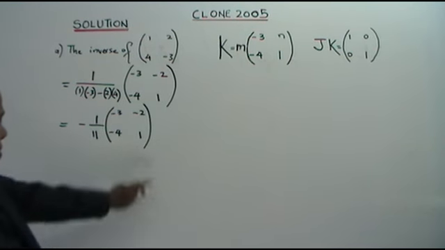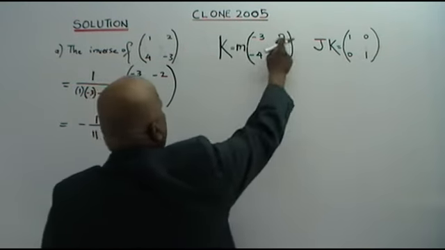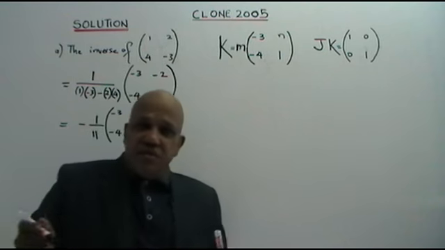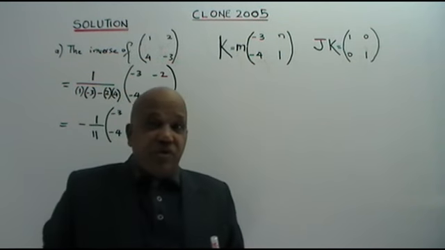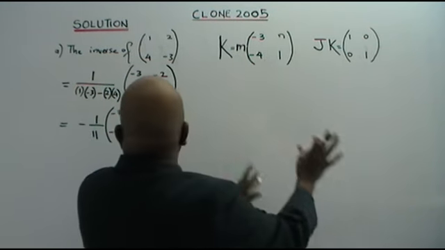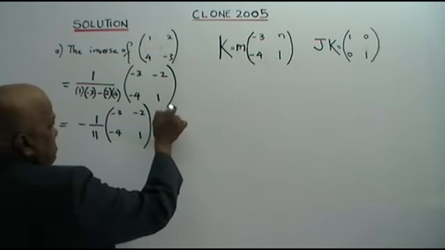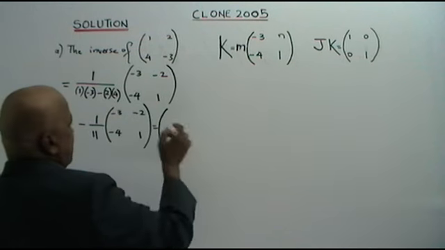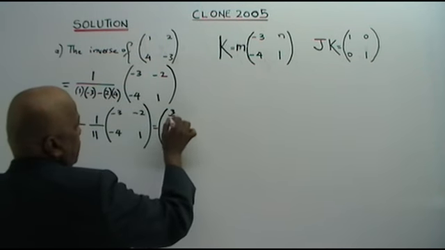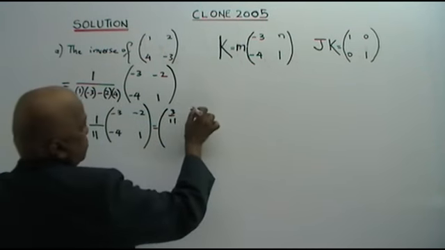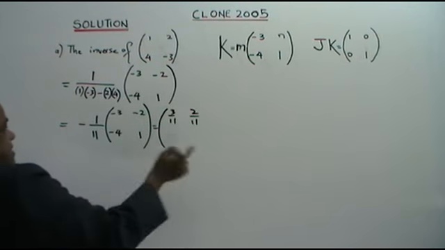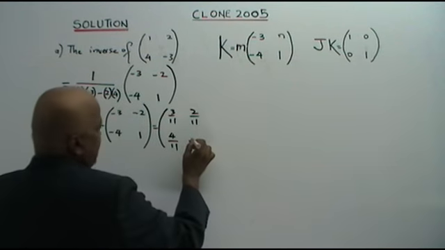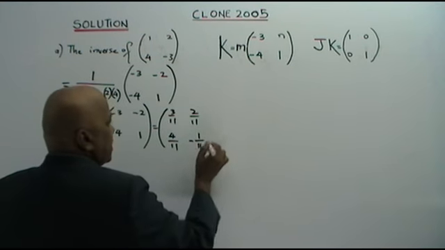Now we can stop here and find the value of M and N, but we just go one step further because most SPM questions are like that. You can apply it in part B. So negative 1 over 11 times negative 3, negative, negative, positive 3 over 11. This times this, 2 over 11. This times this, 4 over 11. This times this, negative times positive is negative 1 over 11.